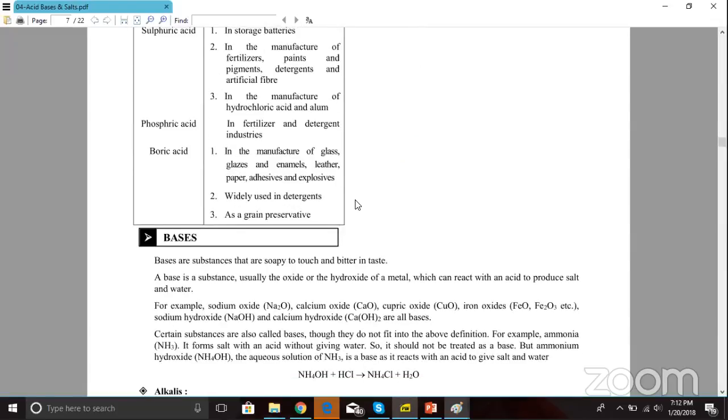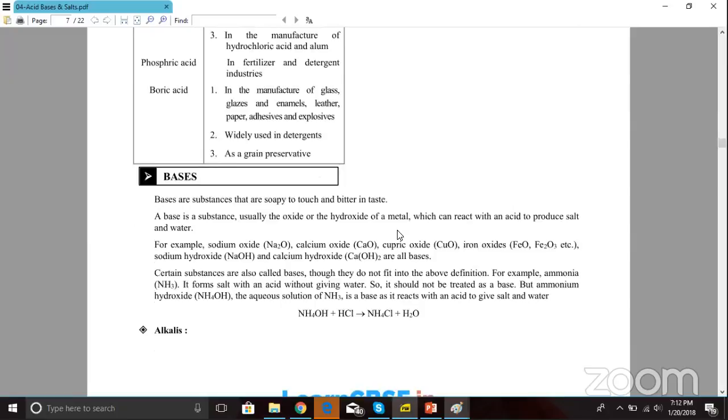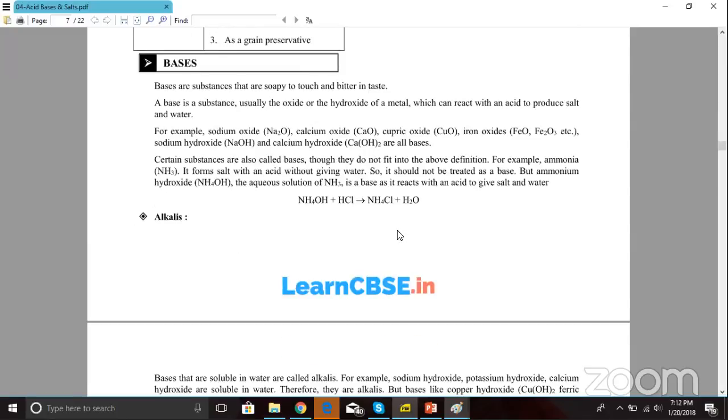Adhesives and explosives, and it is also widely used in detergents, and it is also used as a grain preservative. Okay, so that's all about the acids. Then we are going to see about the bases.